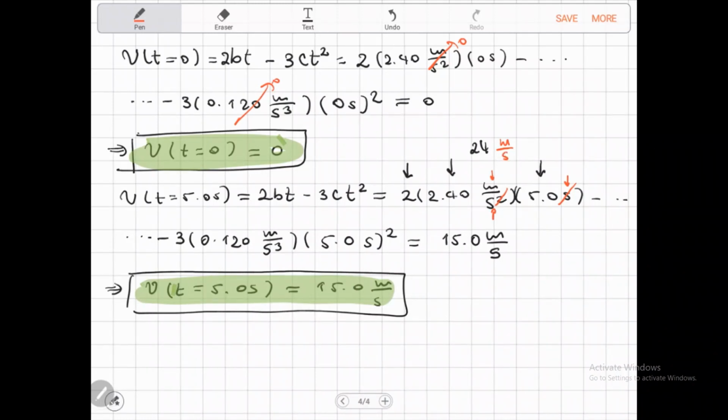Alright, and the same situation on this second part. This is gonna be 3 times 0.120 times 5 squared in this case. Okay, 3 times 0.120 times 5 squared, and how much is 5 squared? Is 25. Okay, and that is all this calculation is 20. Sorry, is 9.